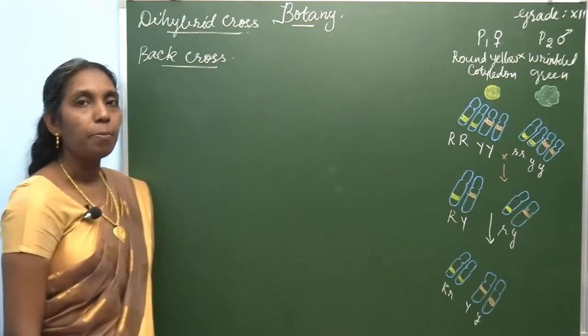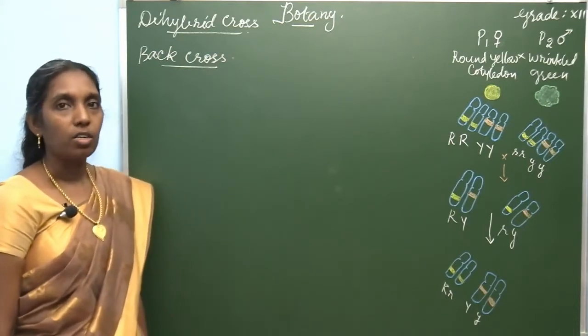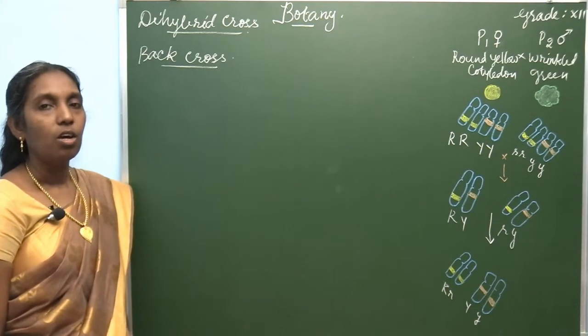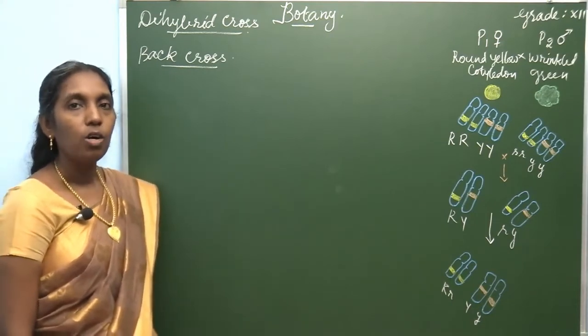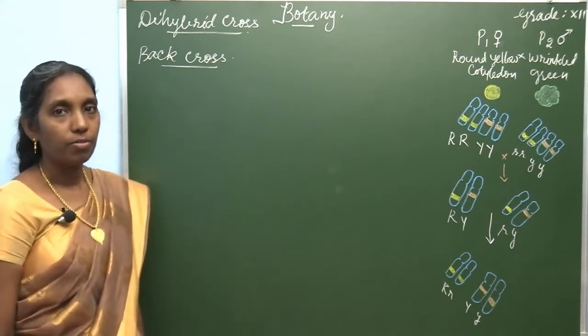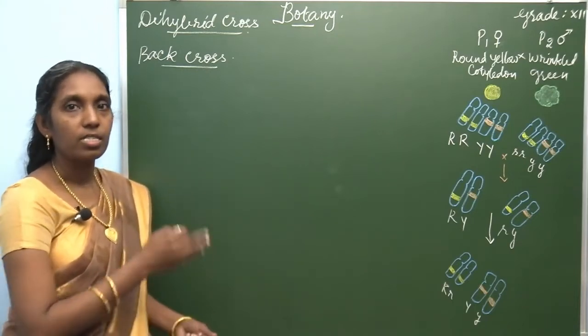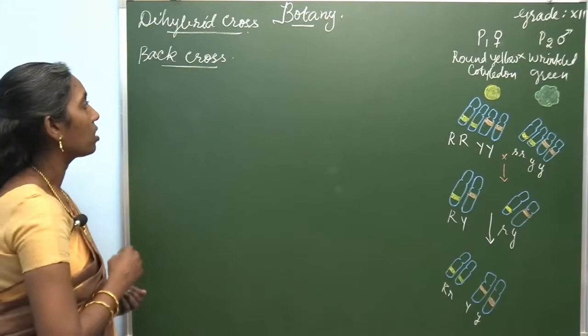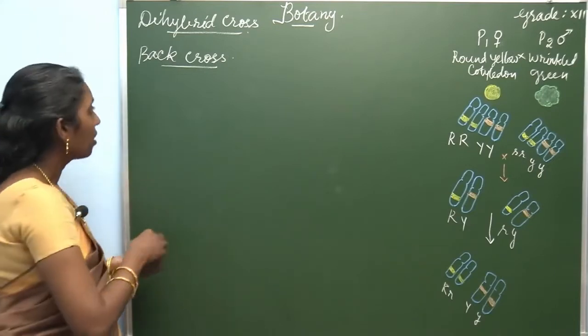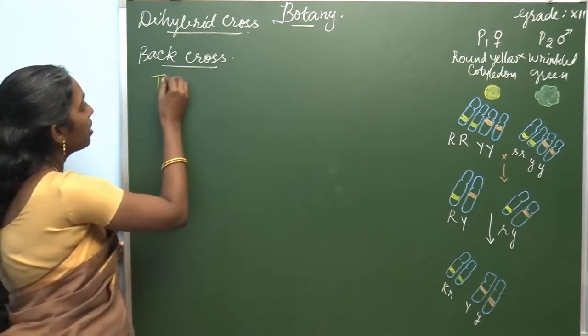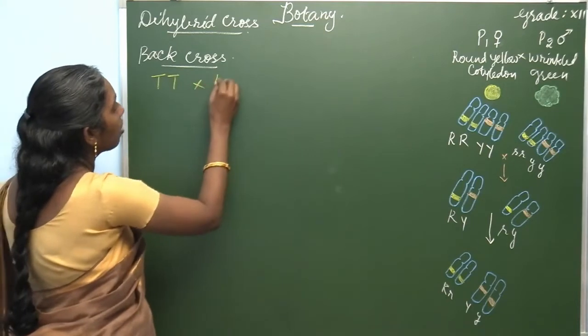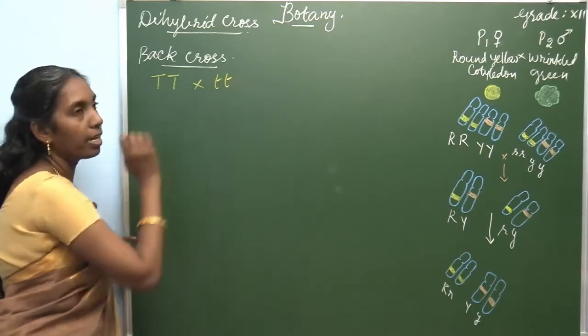What's meant by back cross? Back cross is a cross of F1 hybrid with any one of the parents. So, let us take the same example as we discussed in the previous class, monohybrid cross. What are the parents? The parents are capital T and small t, tall and dwarf.